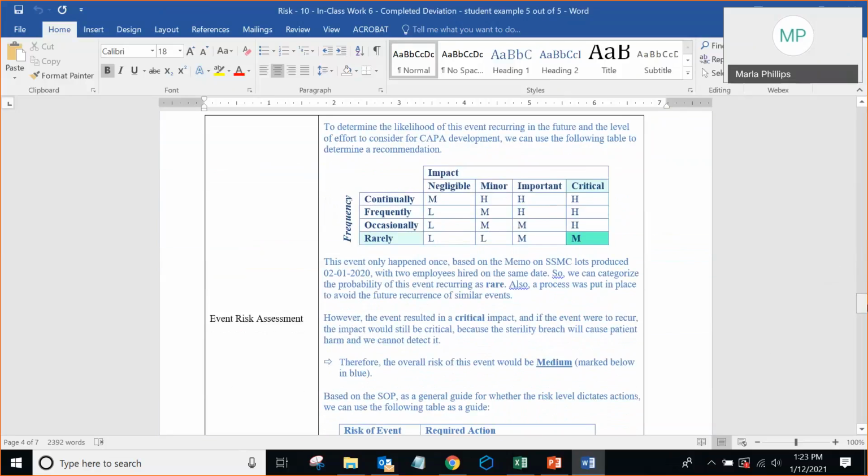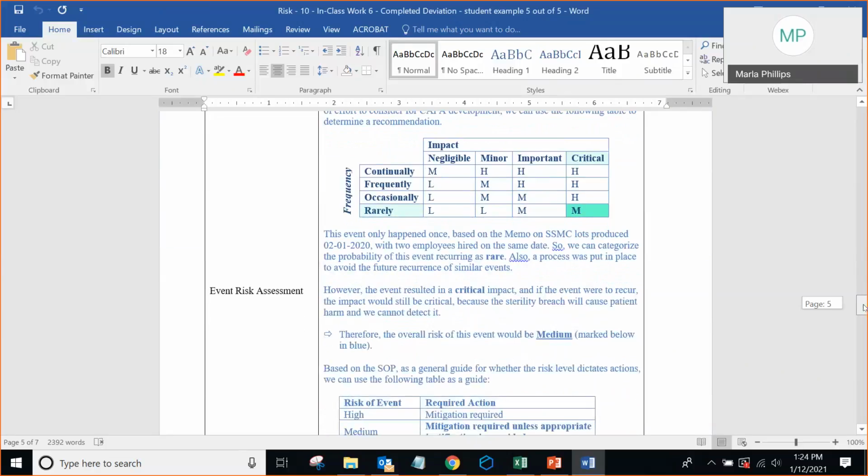One of the SOPs, if you recall from in-class work assignment number 5, taught them how to determine the risk level. And so this student is pasting that back in here to basically explain that from this SOP, this is the risk assessment that we have for this particular situation. So in this event risk assessment section, they should be able to reference what was in the SOP. And if they don't cut and paste the table in, that's okay. But they have to be able to indicate why it's a medium level risk.